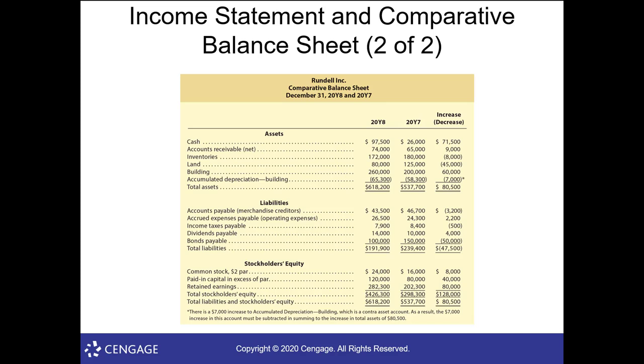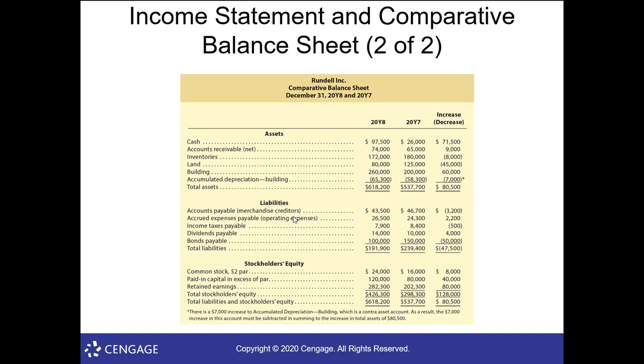Then you'll need a comparative balance sheet. So the current assets, we're reconciling to the top line. So what we're looking for at the end of the statement of cash flows is this 71,500 increase in cash. So accounts receivable and inventories are going to be an operating activity. Accounts receivable increased by $9,000. That's a negative effect to cash because your customers are not paying you. And then inventories went down by $8,000, and that is a positive to cash.